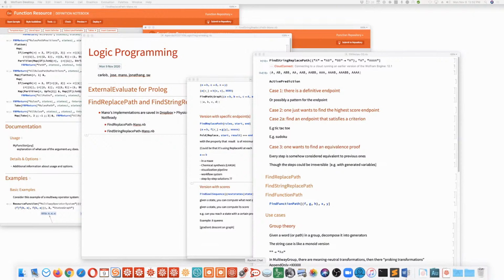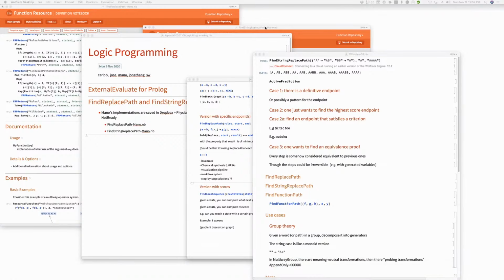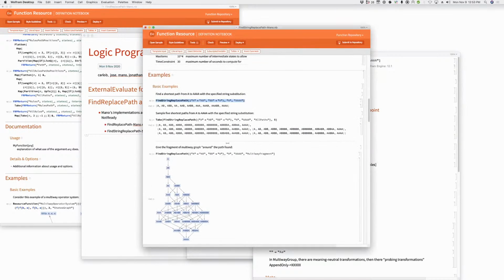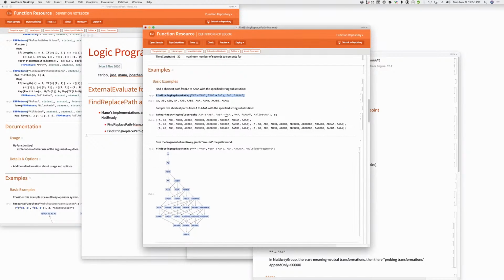Okay, in any case, what we've done in find string replace path, we do have the ability to find all paths and the multi-way fragment that describes. So this is something for discrete paths that makes decent sense. But I think we're always dealing with discrete paths. I think that's the only case of relevance here. Yeah, but I mean, you have to know what the solution is, right?